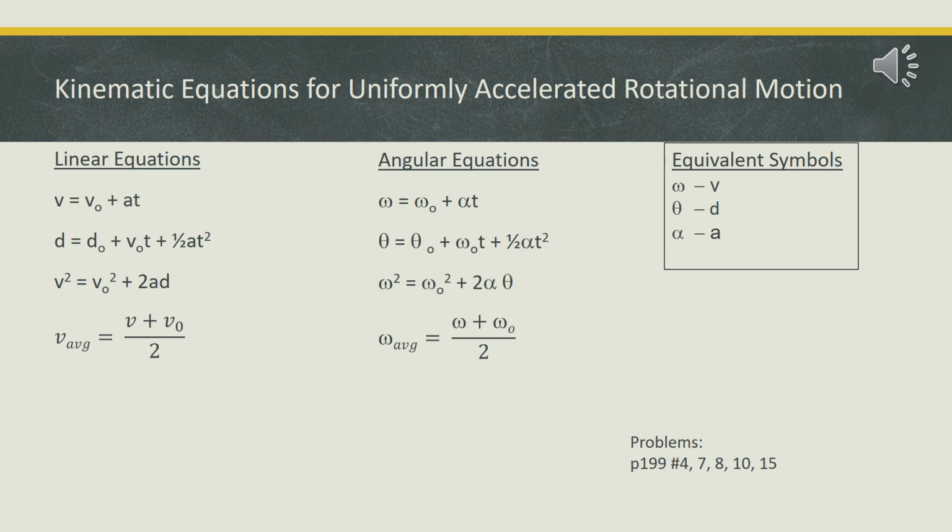Often in that second equation, just like in the first one there with d equals d initial plus v initial t plus 1/2 at squared, d initial is 0. So there is no initial distance. There will be no initial theta as well. Often that is 0.